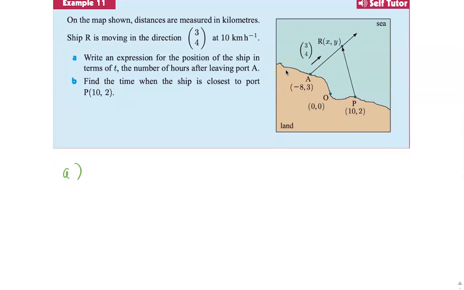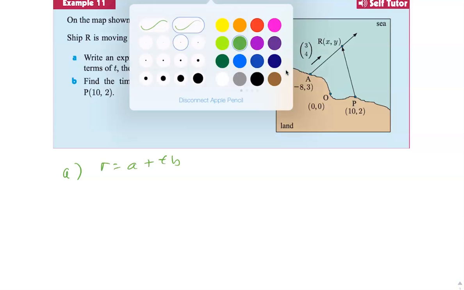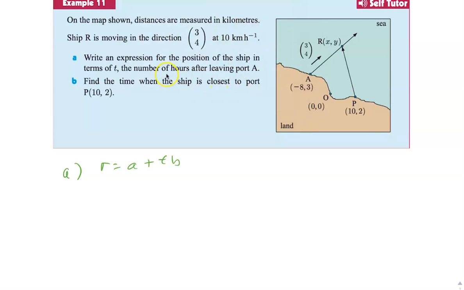So we know how it starts: r equals a plus tb. We already have our initial point. We're leaving port A, so that's my initial point. So that's going to be x, y equals negative 8, 3. What we do need is our direction. Now, I know most people would probably just put 3, 4 as our direction vector. That would be okay, but we actually know the speed it's going, which is 10 kilometers per hour.